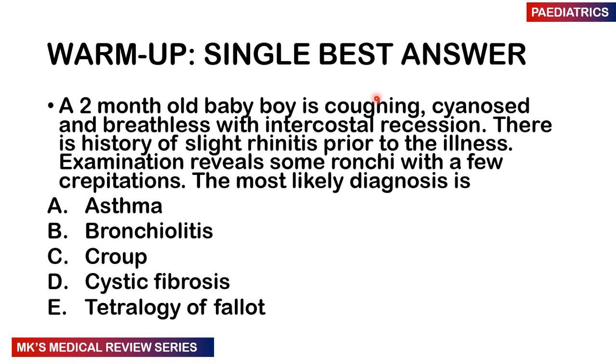A 2-month-old baby boy is coughing, cyanosed, and is breathless with intercostal recessions. There is a history of slight rhinitis prior to the illness. Examination reveals some bronchi with a few crepitations. The most likely diagnosis is: A. Asthma, B. Bronchiolitis, C. Croup, D. Cystic fibrosis, E. Tetralogy of Fallot. You may take your time, pause the video, and write down your answer. I will give you the answer at the end of the lecture.